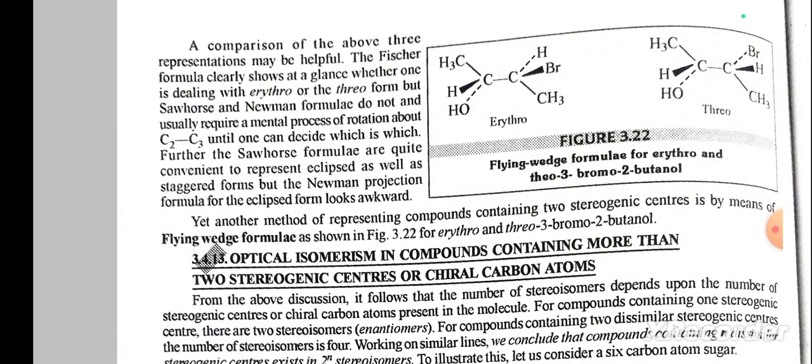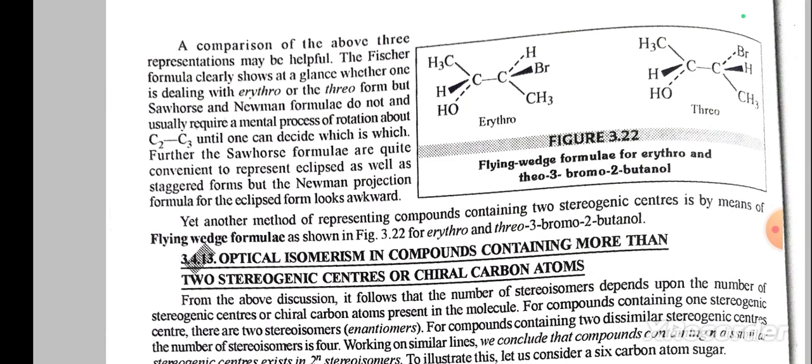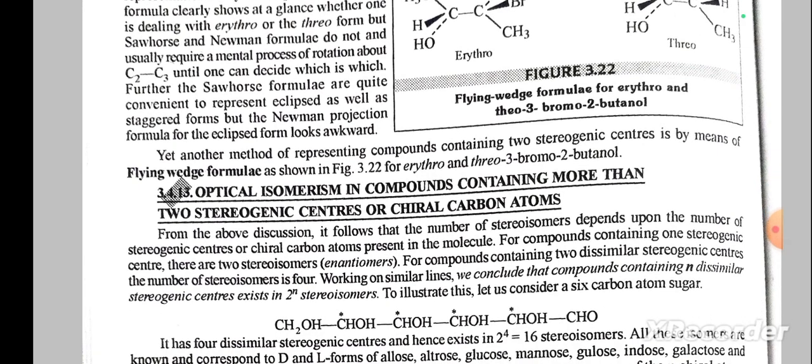The Fischer formula clearly shows at a glance whether one is dealing with the erythro or threo form, but the sawhorse and Newman formulas usually require a mental process of rotation about C2-C3 until one can decide which. Further, the sawhorse formulas are quite convenient to represent the eclipsed as well as the staggered form, while the Newman projection formula for the eclipsed form looks awkward.